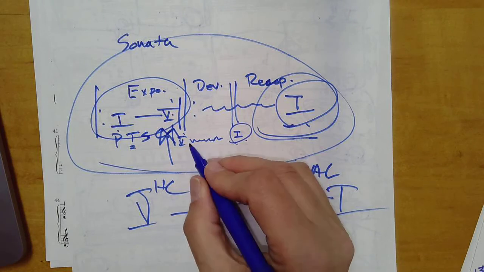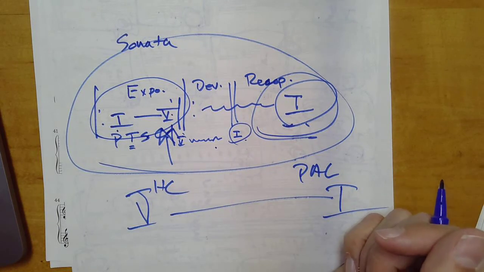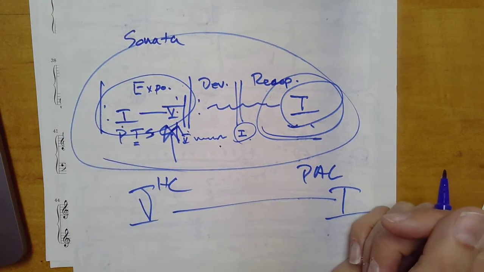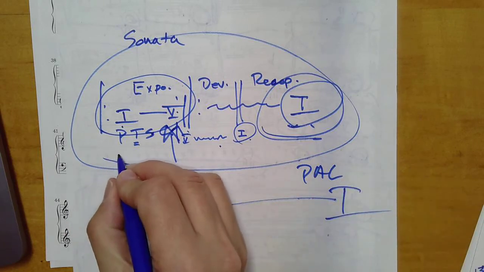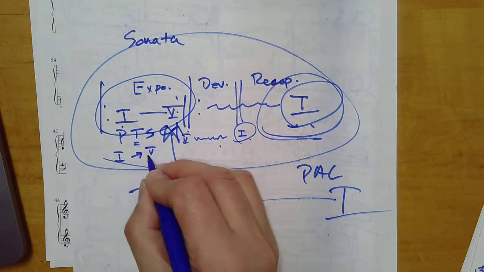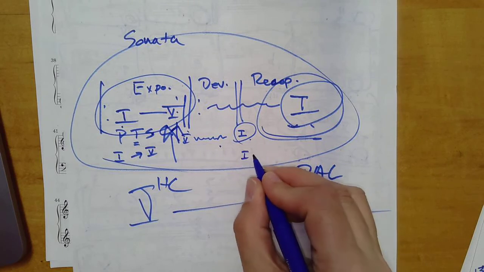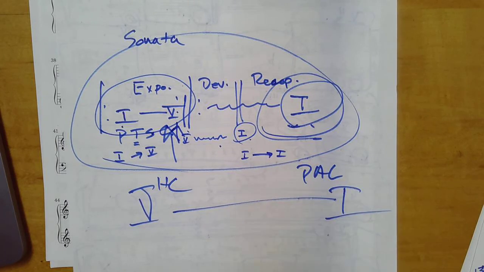Okay? It may go through various keys. It may do unusual things. Now, this sonata actually doesn't behave perfectly. Normally, the exposition would begin in tonic and modulate up to the dominant. And then in the recap, it would begin in tonic and stay in the tonic.